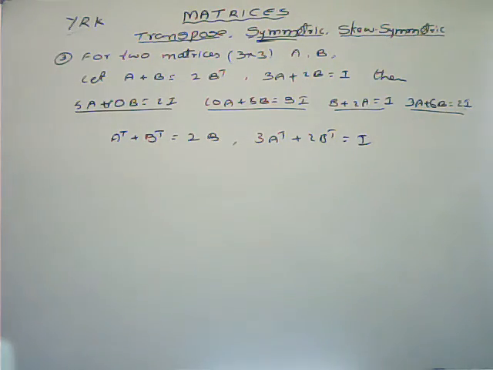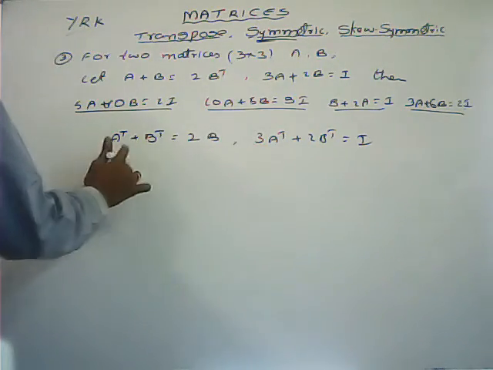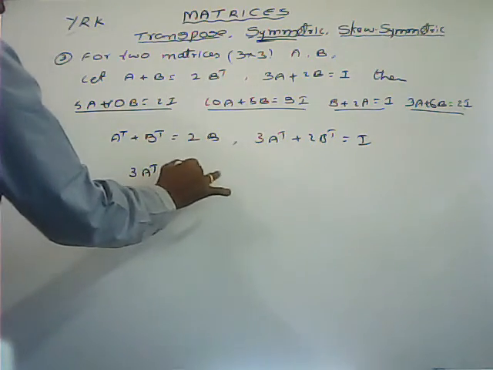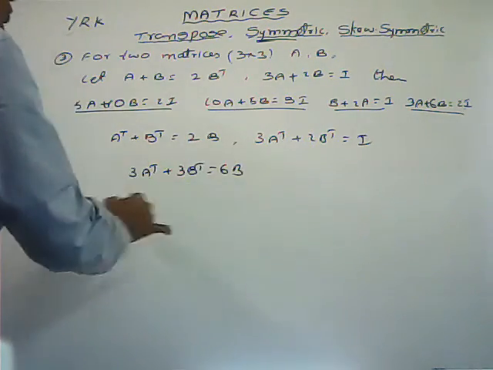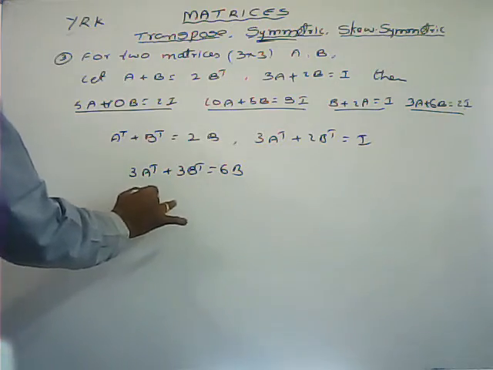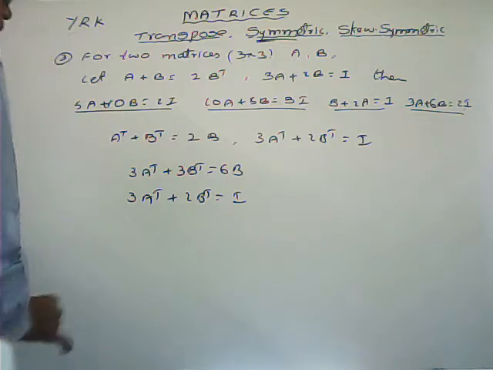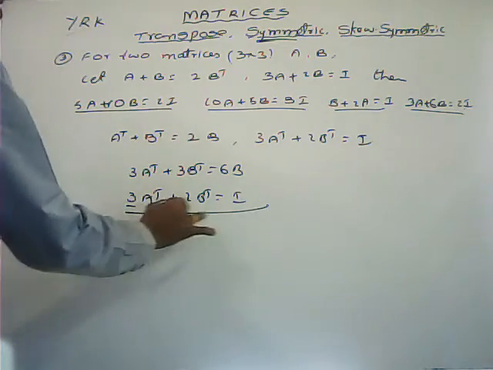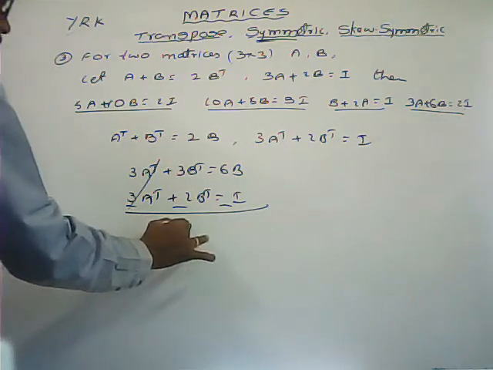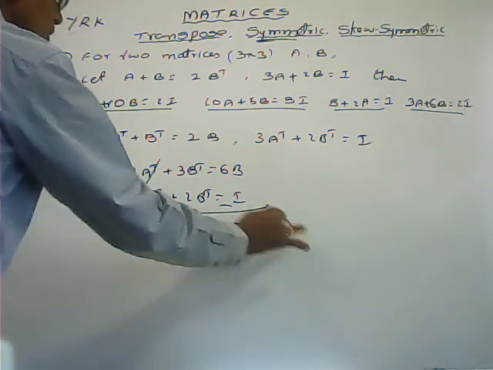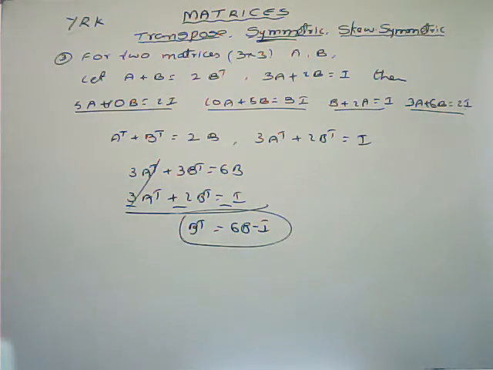From these two relations I am eliminating A transpose. So this one should be multiplied by 3: 3 into A transpose plus 3 into B transpose is equal to 6 into B. Next, 3 into A transpose plus 2 into B transpose is equal to I. If I subtract these two, the A transpose terms get cancelled. B transpose is equal to 6B minus I only. Here we got the value of B transpose in terms of B and I.